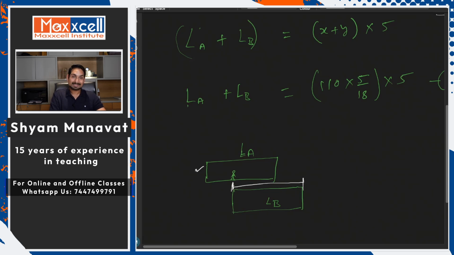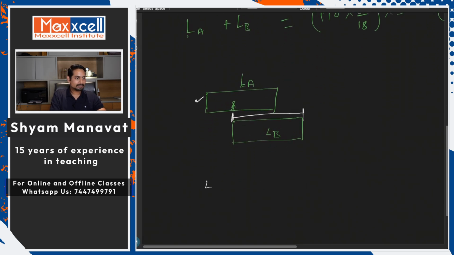So this time the distance is only the length of train B. Did you understand this part? If not, then I can surely tell you that you have not gone through this topic of problems on trains. Please go through that.